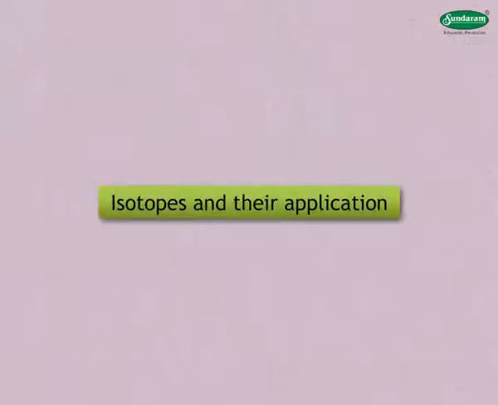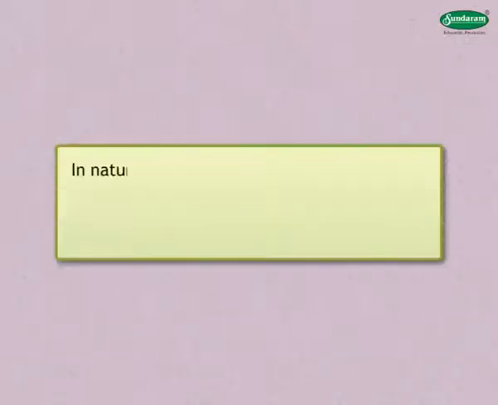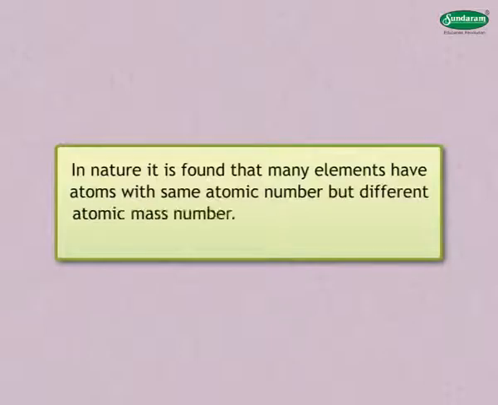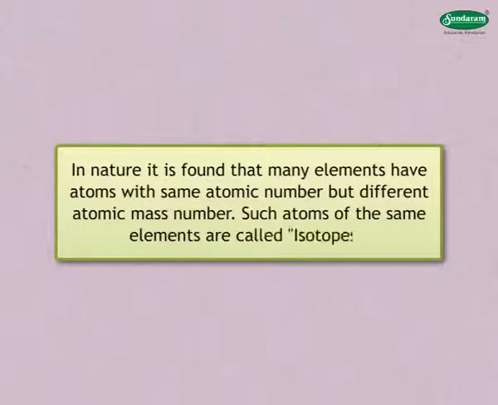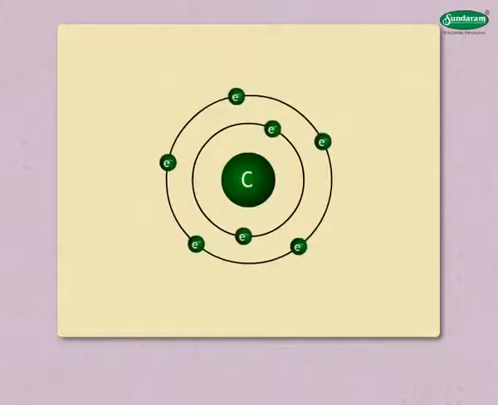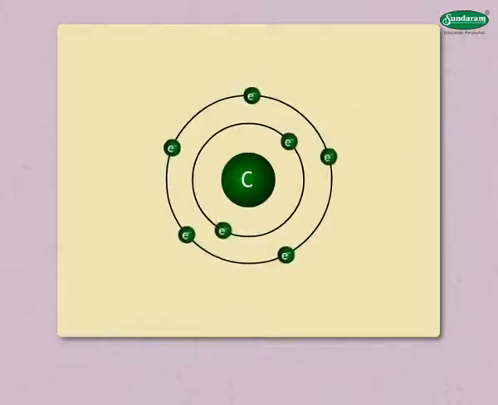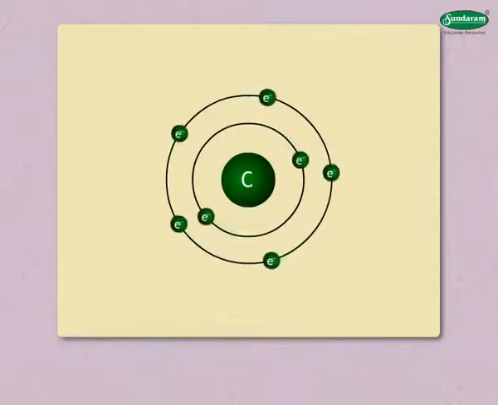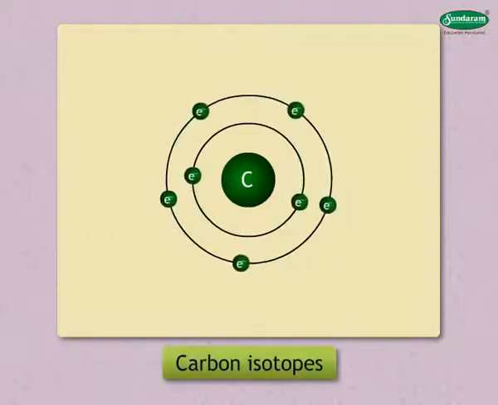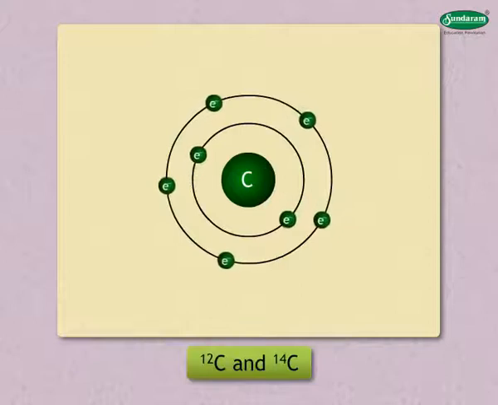Isotopes and their application. In nature, it is found that many elements have atoms with the same atomic number but different atomic mass number. Such atoms of the same element are called isotopes. Many elements have isotopes, and a mixture of them is present in the element. For example, carbon exists in two isotopic forms, carbon-12 and carbon-14.